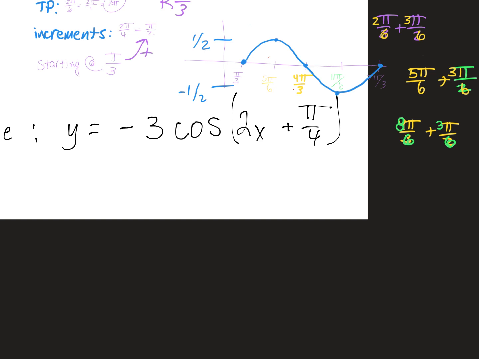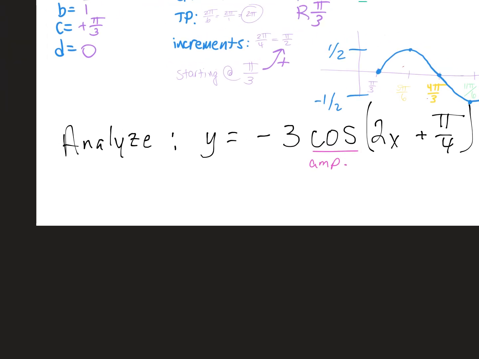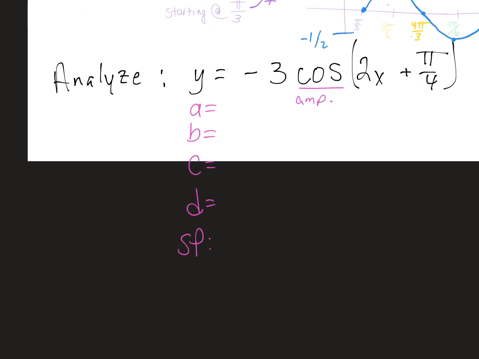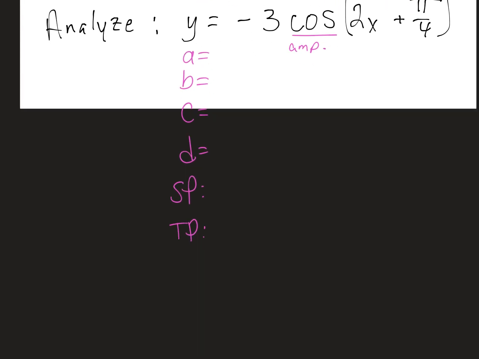First thing I'm going to do is say, where am I going to start this one? At the x-axis or the amplitude? Amplitude, okay, good. How's this one a little bit different? Is it starting at +3 or -3? -3, good, you see it. All right, let's identify all the stuff. I need A, B, C, D. Our starting point, time period, and our increments.